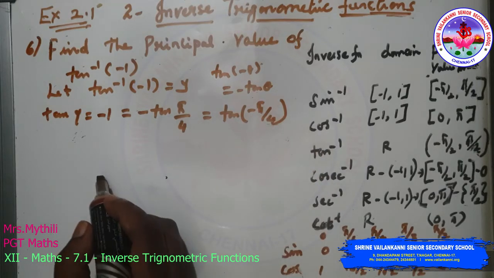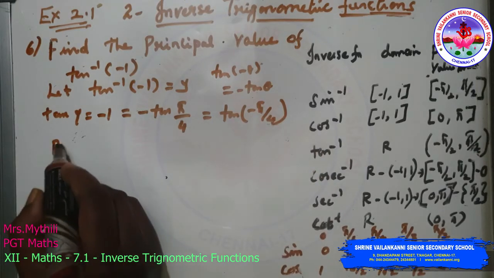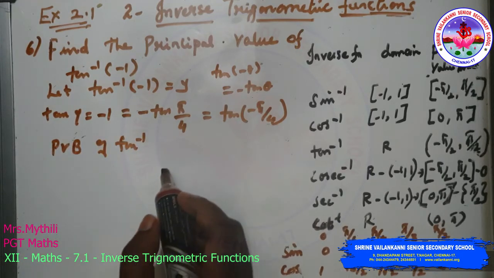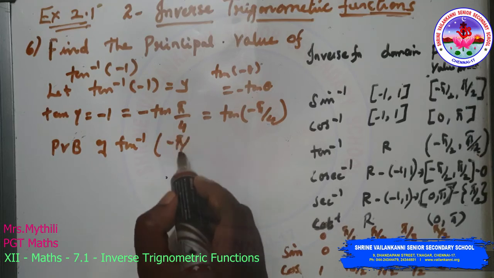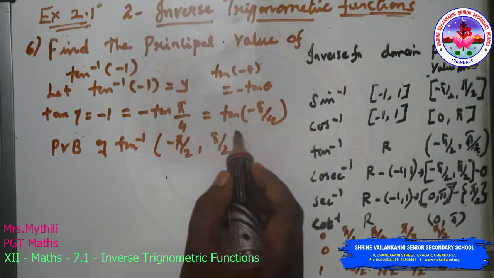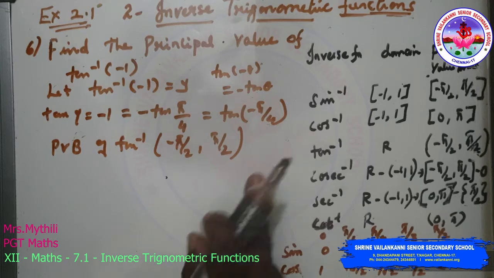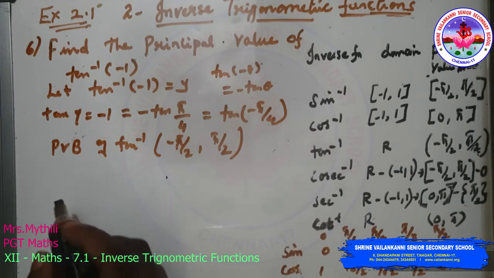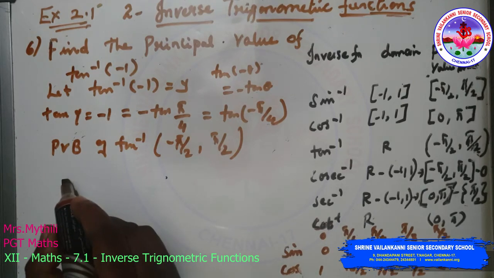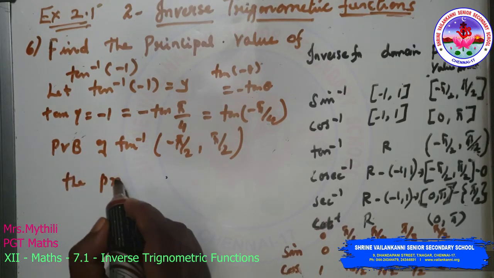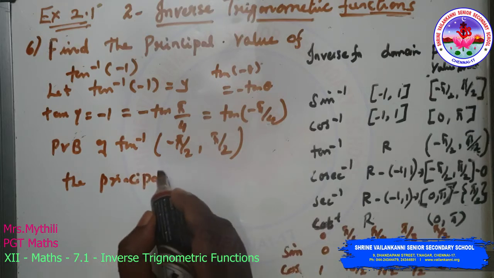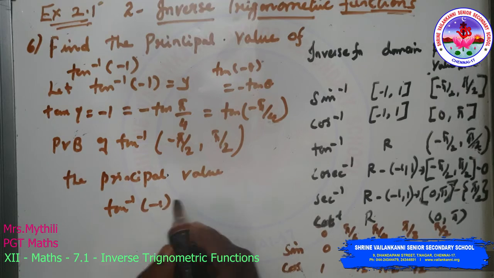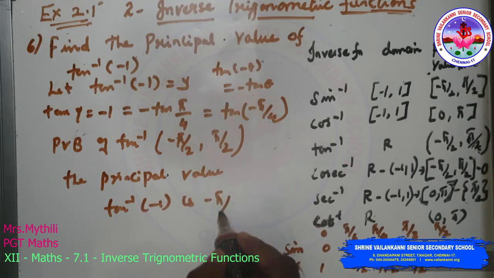We know that the range of the principal value branch of tan inverse is minus pi by 2 to pi by 2. So minus pi by 4 lies in the branch of tan inverse. Then the principal value of tan inverse of minus 1 is minus pi by 4.